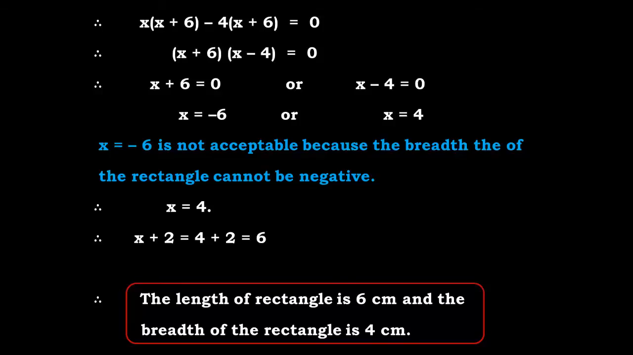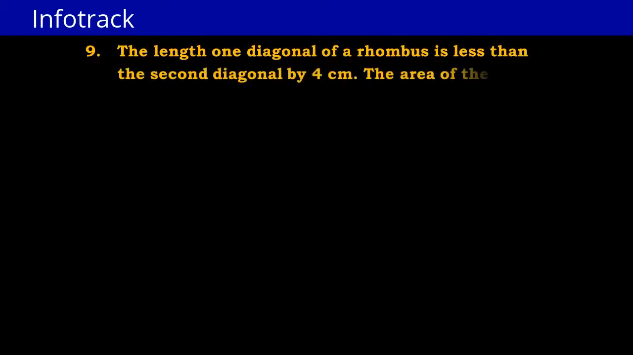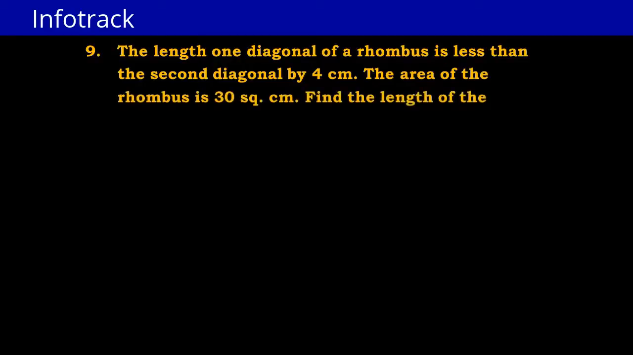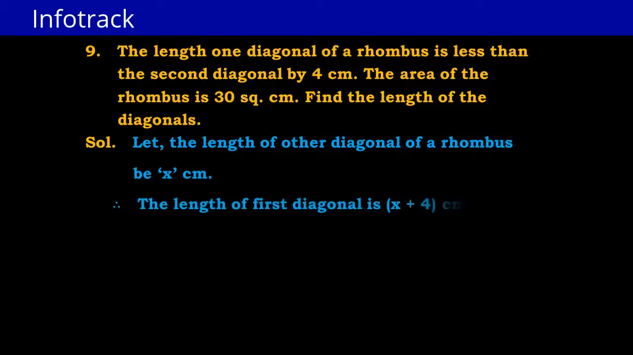The length of one diagonal of a rhombus is less than the second diagonal by 4. The area of the rhombus is 30 square centimeter. Find the length of the diagonals. Now see, one diagonal is less than the other by 4. So let the other diagonal be x, and therefore the first diagonal will become x plus 4.